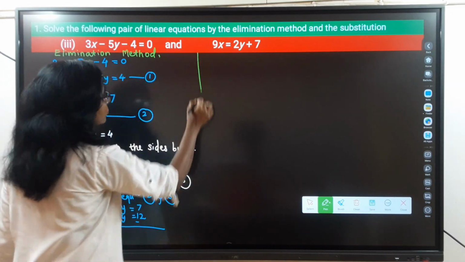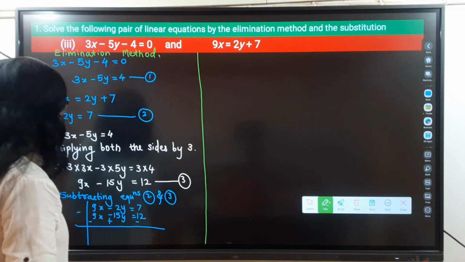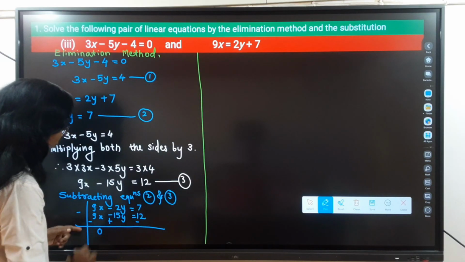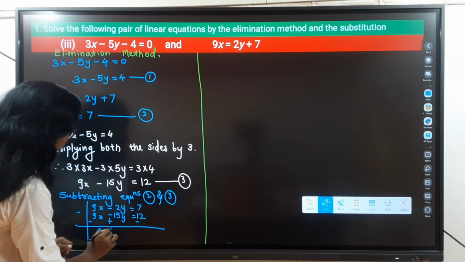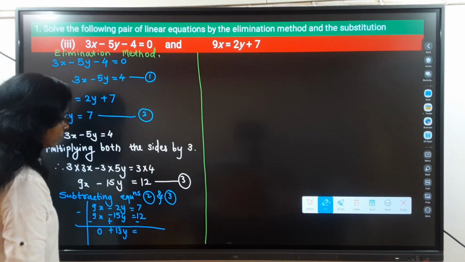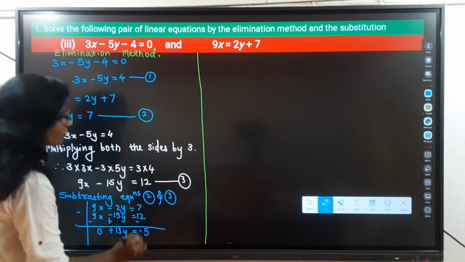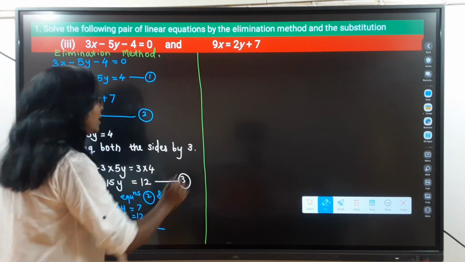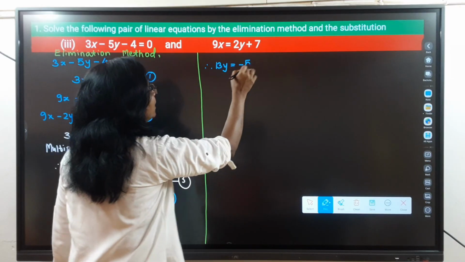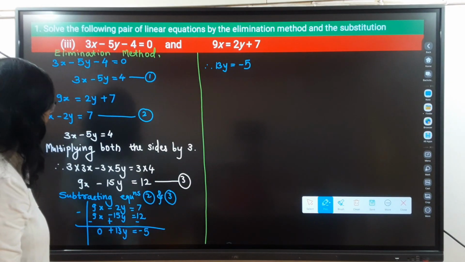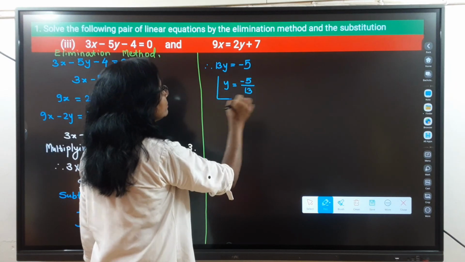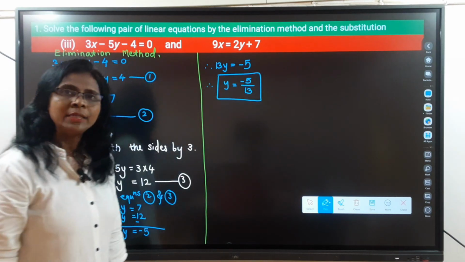Then the next process students, subtract these two equations. So 9x minus 9x is 0, minus 2 plus 15 means positive 13y, which is equal to 7 minus 12, and that means minus 5. So here students 0 plus 13y, that means 13y is equal to minus 5. Then y is equal to minus 5 upon 13. Therefore y is equal to minus 5 upon 13.